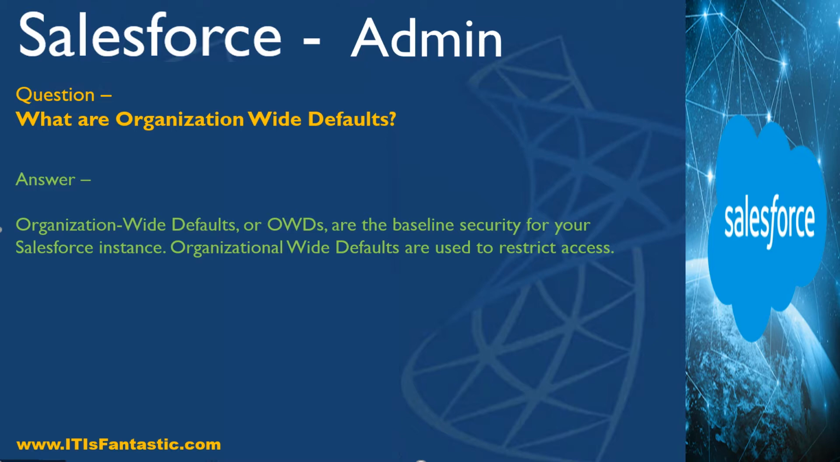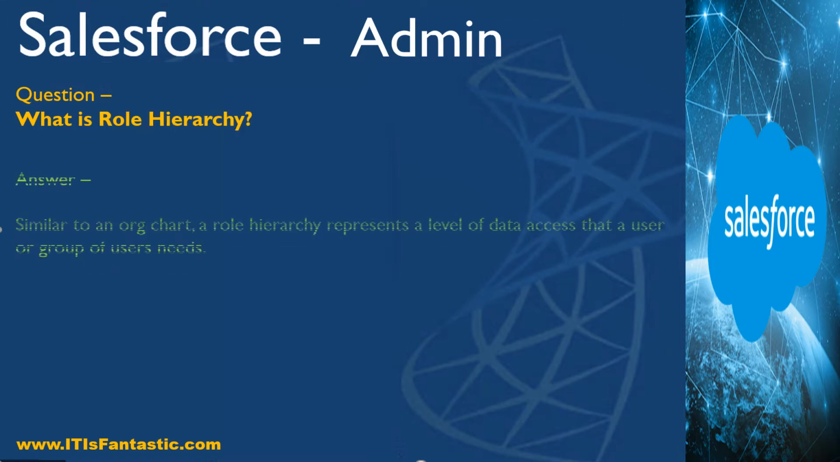What are organization-wide defaults? OWDs, organization-wide defaults, are the baseline security for a Salesforce instance. Organization-wide defaults are used to restrict access. What is role hierarchy? Similar to an org chart, a role hierarchy represents the level of data access that a user or group of users need.